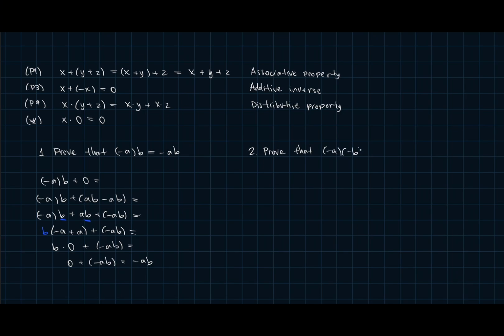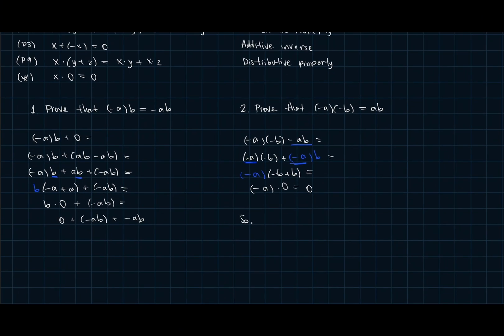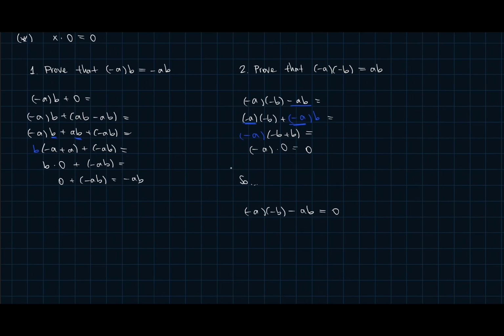Now we're going to prove that negative a times negative b equals ab. We're going to start by subtracting ab from that, and note that negative ab equals negative a times b, which is what we proved first. Now, we can put the negative a in front using the distributive property. Then we get that negative b plus b is just 0, so we get 0.